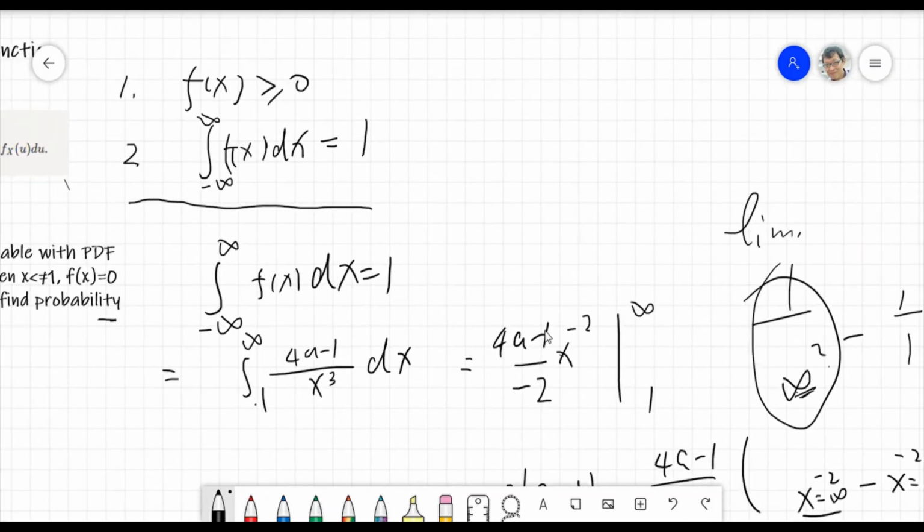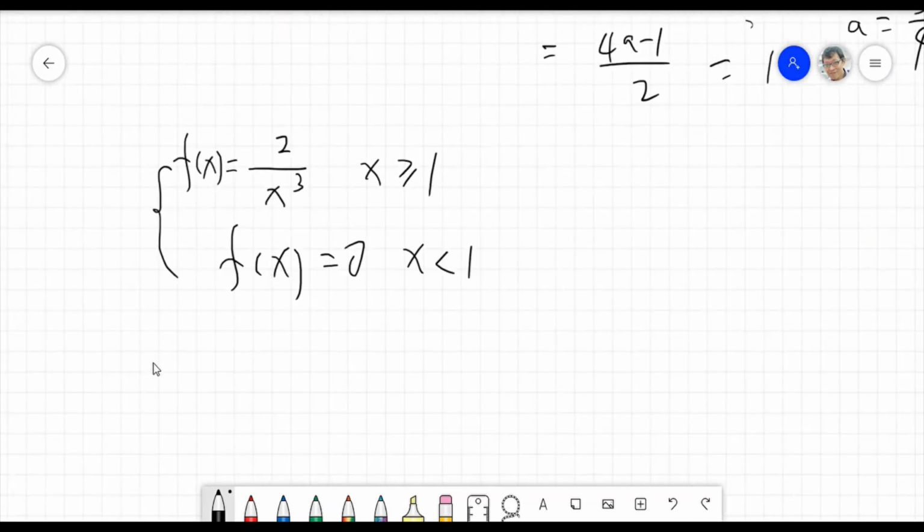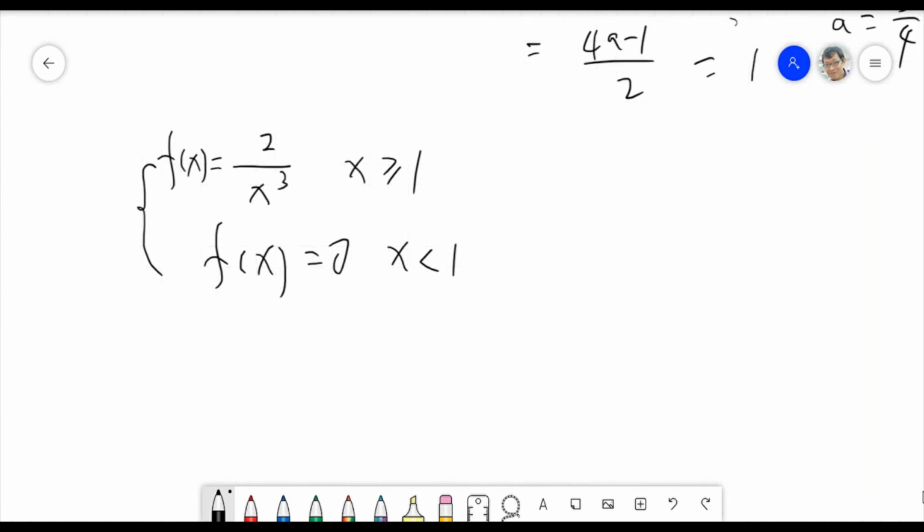So next one I ask you to find the probability when x is in 1 and 3. So of course we will not use the second one, right? Because it's already less than 1. So 1 and 3 only in this part, right? So remember the formula, right? So here is 1 and 3, right? And this is f(x), right? And this is dx. Am I right?